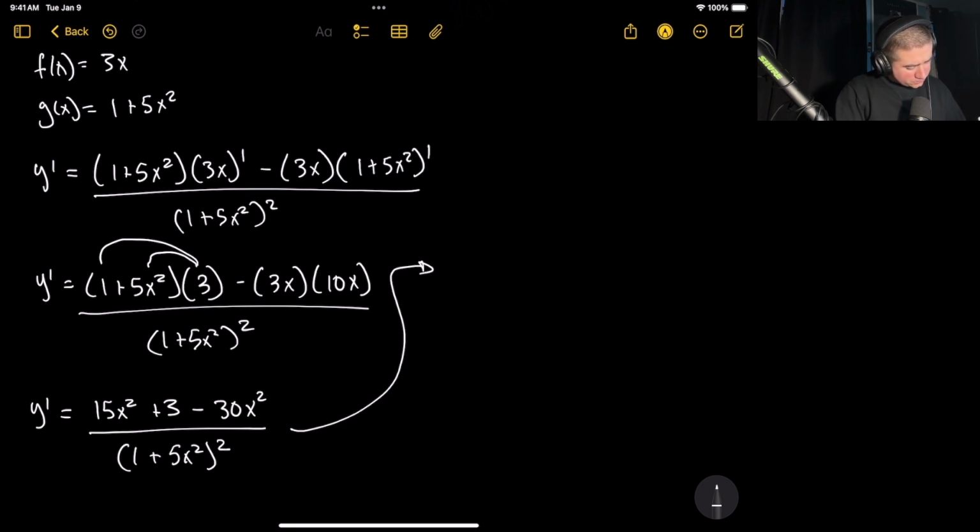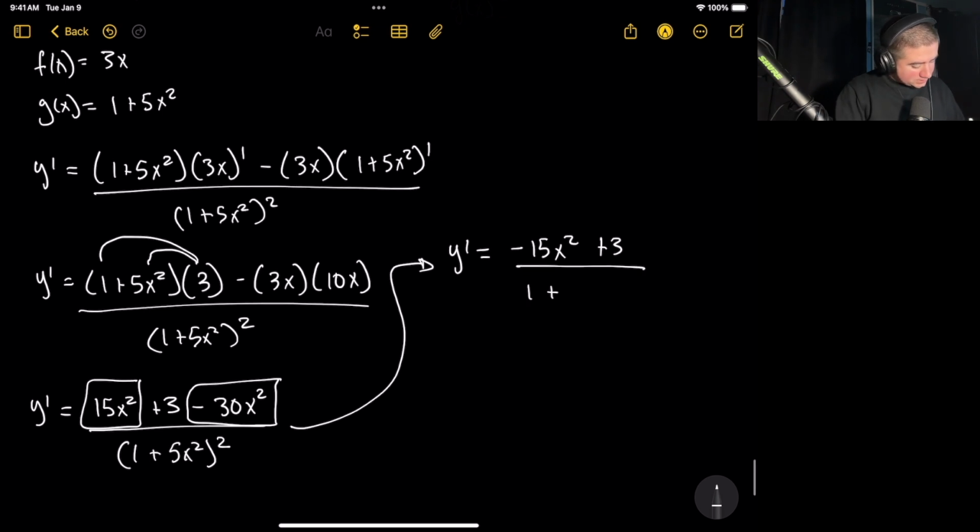Let's move it over here on the right instead of going down. We're going to have y prime now is equal to, we can combine like terms. When we combine the 15x squared minus the 30x squared, we get negative 15x squared, and then plus 3 over 1 plus 5x squared and then squared.